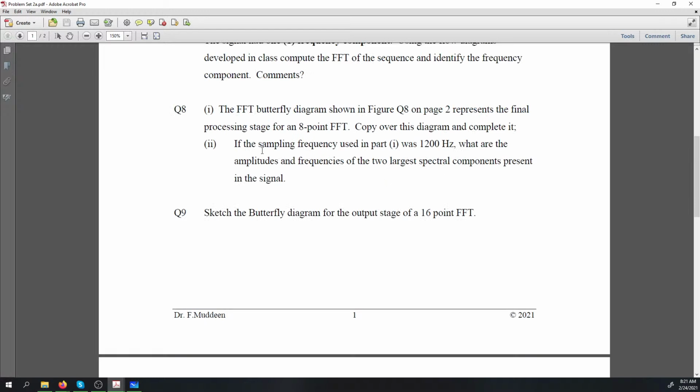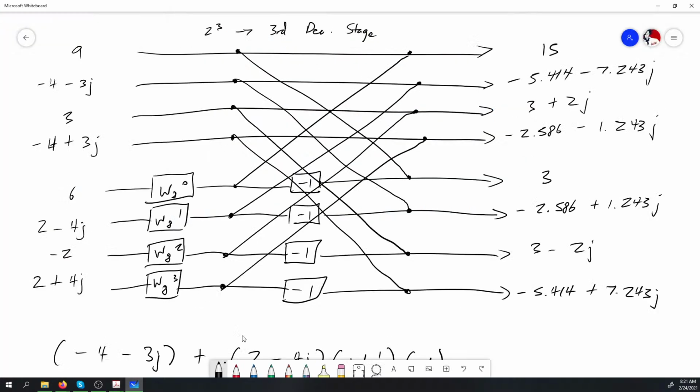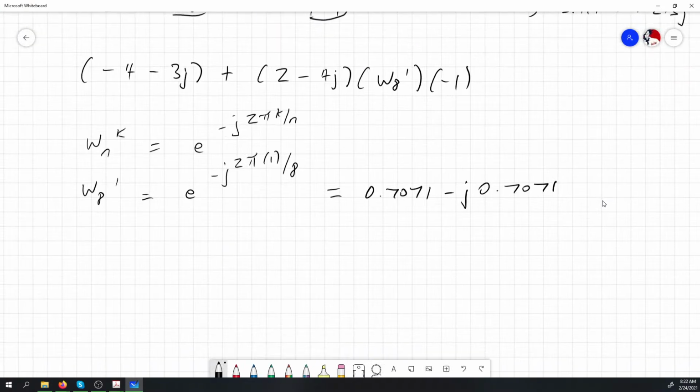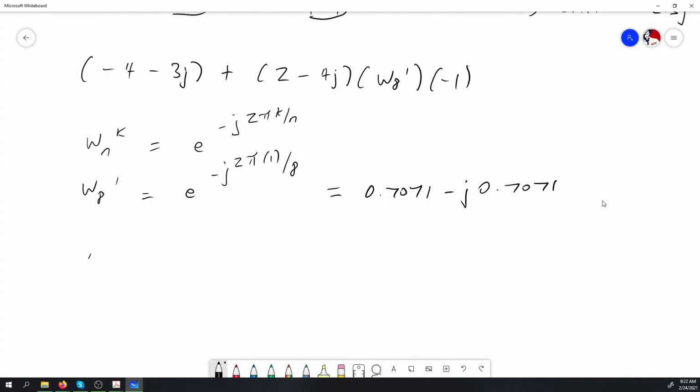So the next part of the question is asking, if the sampling frequency used in part 1 was 1200 Hz, what are the amplitudes and frequencies of the two largest spectral components present in the signals. Alright, so in this particular case, we know f of s is equal to 1200 Hz.